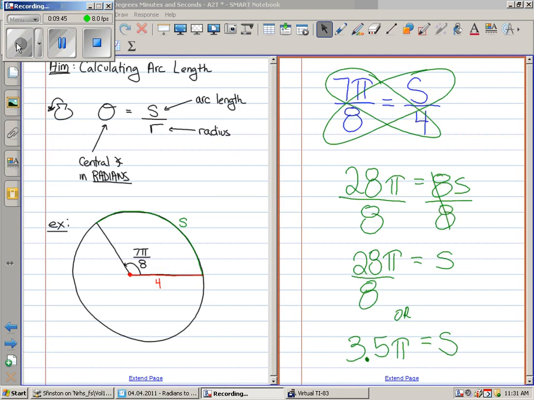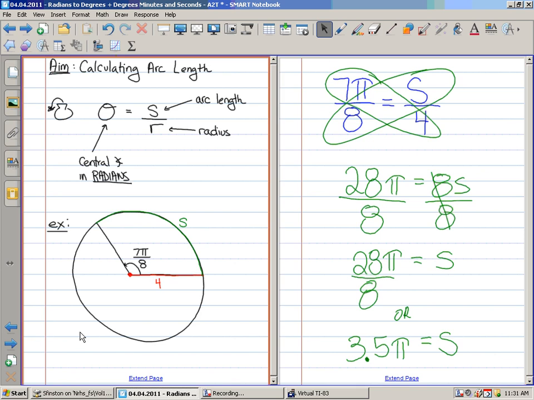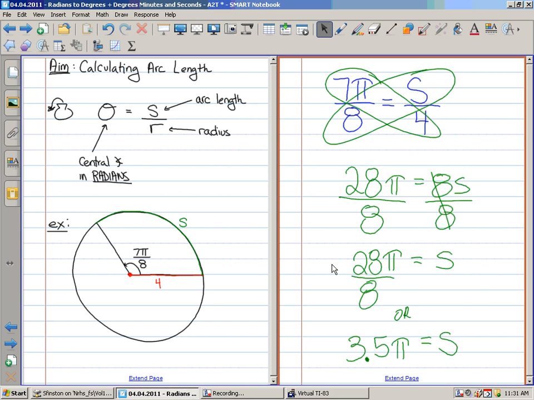So here we learned about a new formula. Here we have an example. I plugged into the formula, cross-multiplied, and solved. What I told people is that unless you get a nice pretty number, I want you to leave it like that, or unless they ask you to round. 28 over 8 is the same thing as 3.5, so you could have done it this way as well.